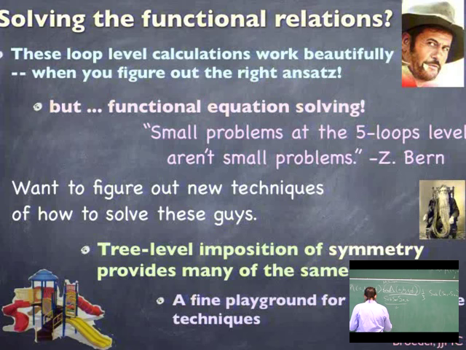So for 4-point, I and J run from 1, 2, 3. Okay. So that's what I mean by ansatz.